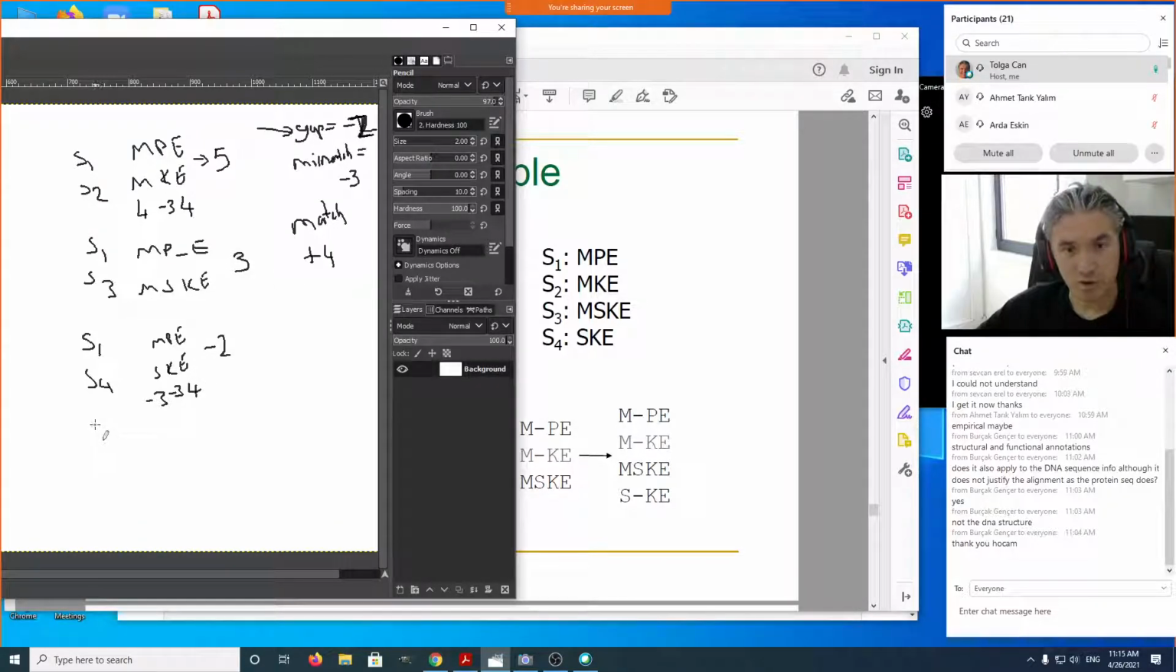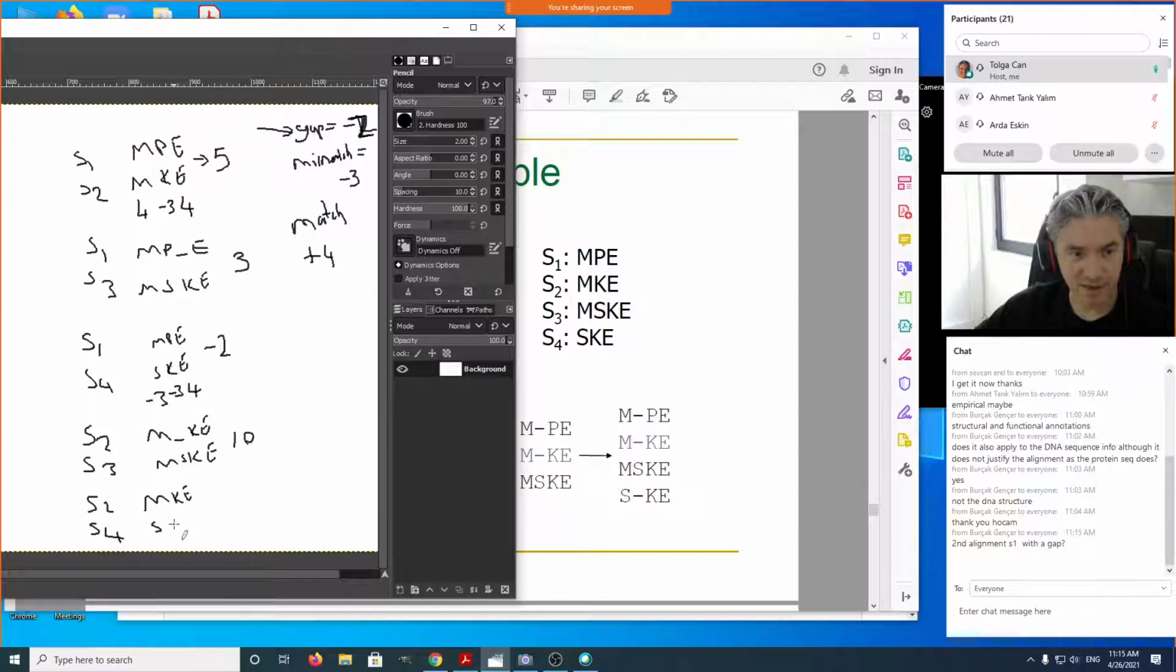So which other, I need S2 versus S3. Let's try to look at that. S2 versus S3. MKE, MSKE. I'm going to get a large score here, right? MKE, SKE, I have 3 matches with 12 and 1 mismatch, -2. This is going to have a score of 10. And S2, S4 is MKE, SKE, MKE, SKE.